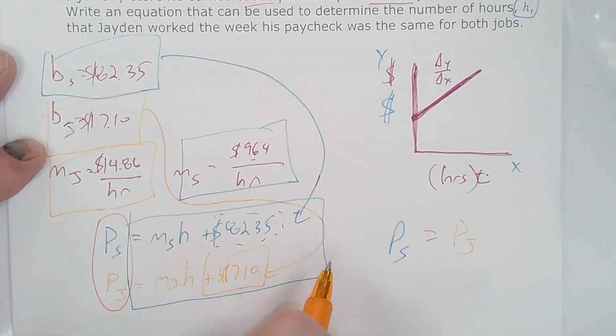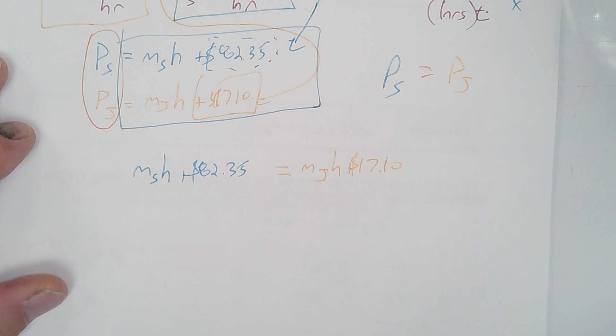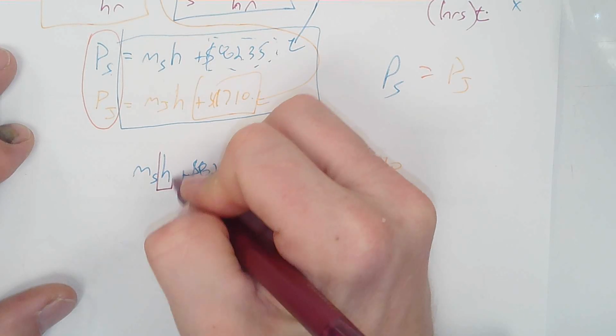So I can say my pay rate for my server plus the y-intercept for my server is going to be equal to the pay rate for my jeweler plus the kicker for my jeweler. The thing we're trying to solve for is hours, right? Figure out the number of hours. Got to figure out hours here.